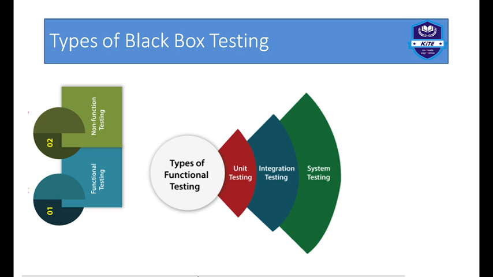Types of black box testing. Black box testing is further divided into functional and non-functional testing. In functional testing, the tester tests the functionality of the software, whether a particular module is working as per expectations, or whether, when one module is combined with another module, it is still working. These can all be tested using functional testing. Functional testing is further divided into unit testing, integration testing, and system testing.